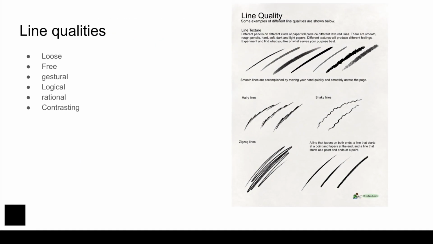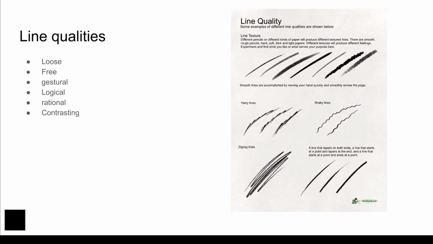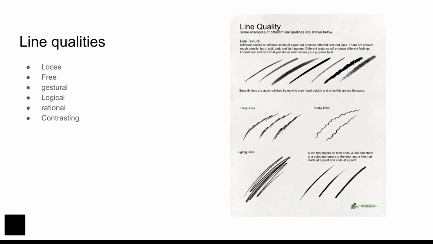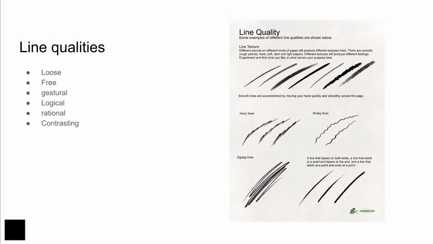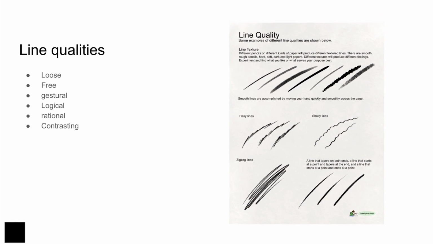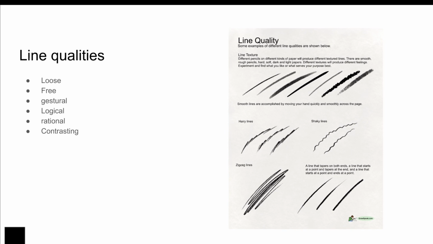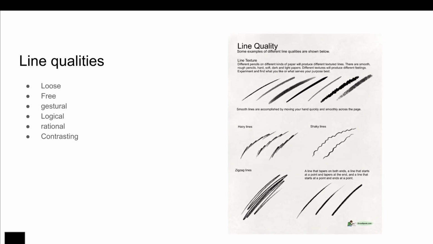Next, we will look at line qualities. Line qualities can be viewed down here on the bottom right of this picture that I've attached in the slide. These line qualities can be loose, free, or gestural, or they can be logical, rational, or contrasting. These should not be confused with line textures, which you can view on the top of this sheet that I have posted in this slide.